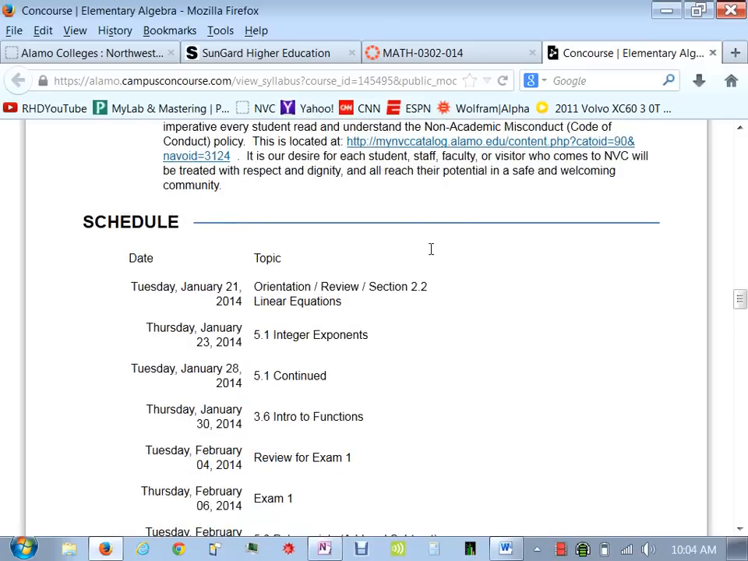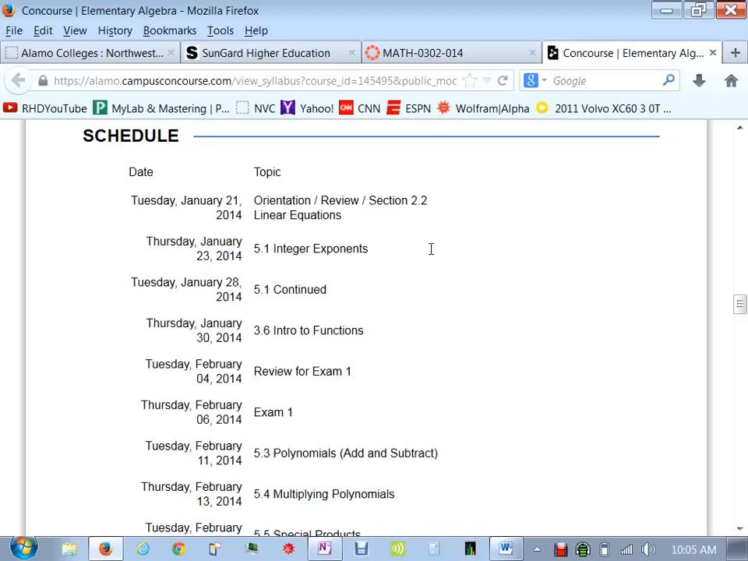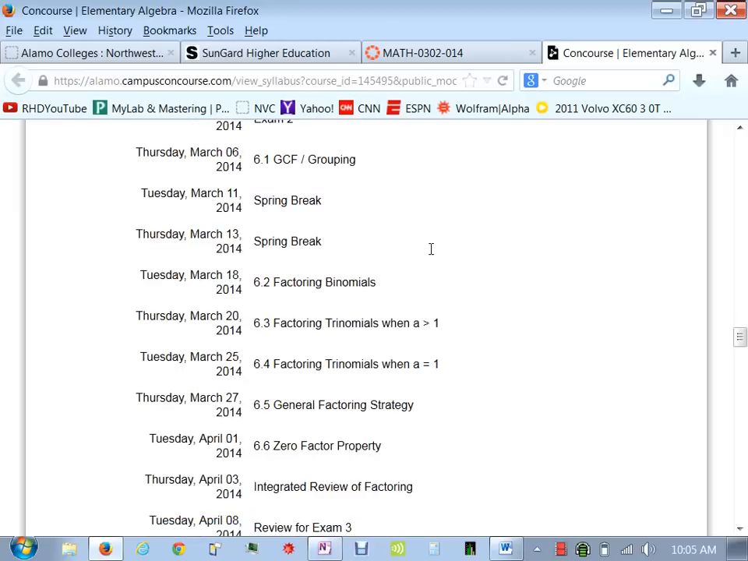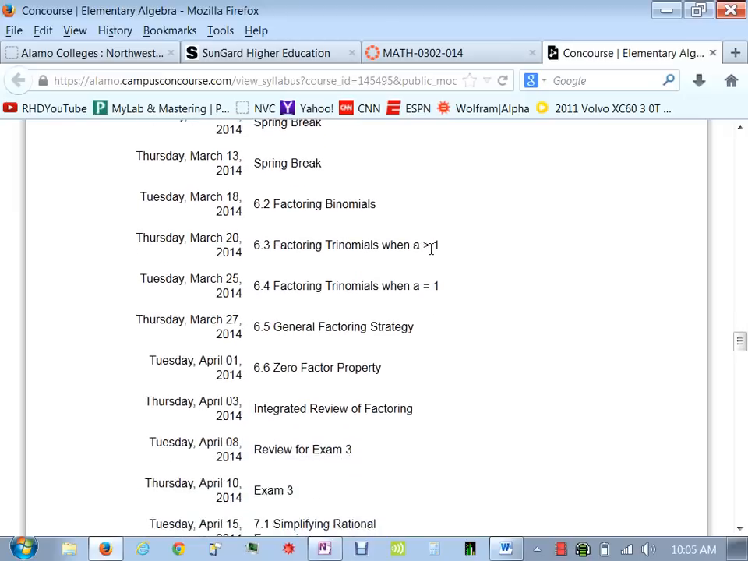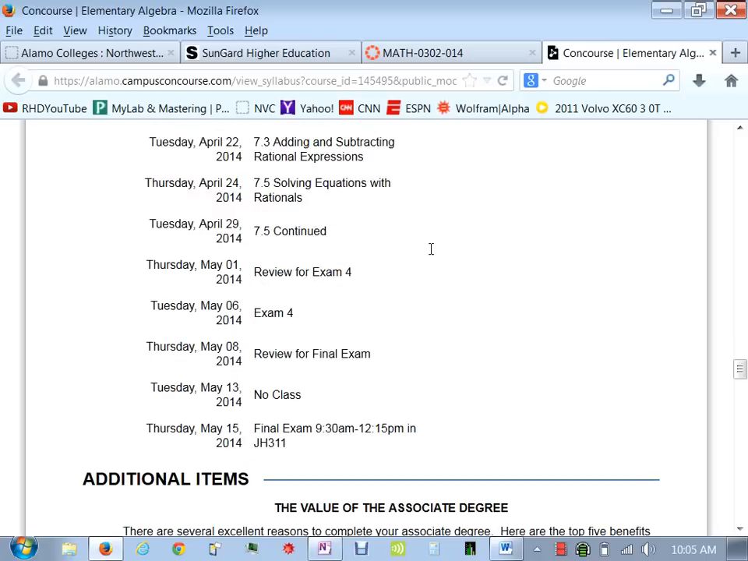Here's our schedule. So today, orientation, review. We're supposed to start section 2.2. So you know where in the book we're going to be. 2.2 means chapter 2, section 2. Linear equations. Then we get into chapter 5. In this course, we're kind of all over this book, which I'm not a big fan of, but that's the way it is. We're going to go 2.2, then 5, then 3. Then we go back to 5, then we jump to 7. Then we're going to go to 6. I don't choose this, okay? And then we go back to 7, and then, yeah.